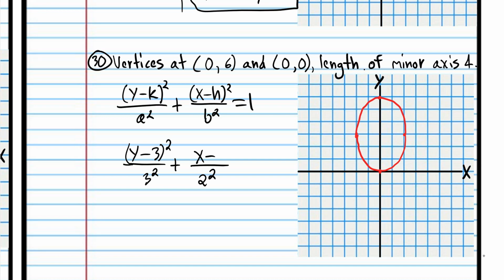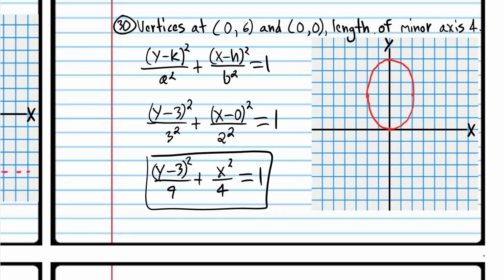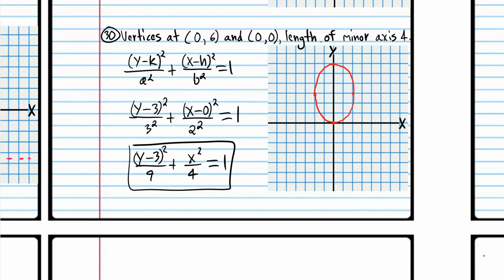The x value of the center is 0. Again, just so there's no doubt, the center is that green point there, (0, 3). So let's simplify. We have y minus 3 squared over 9 plus x squared over 4 is equal to 1. So that's the equation and that's the graph.